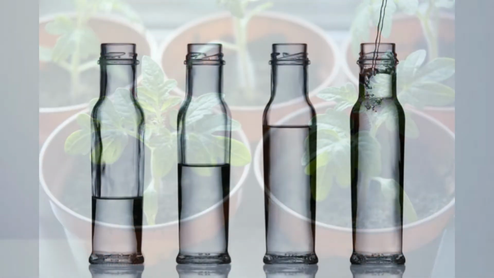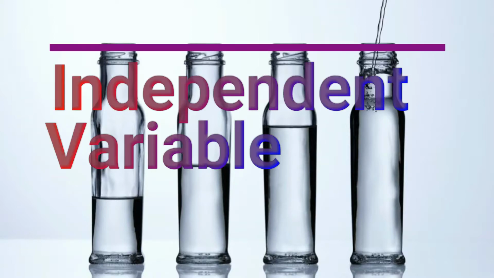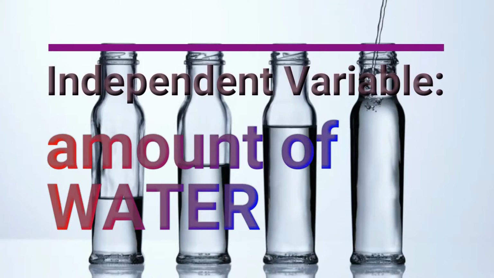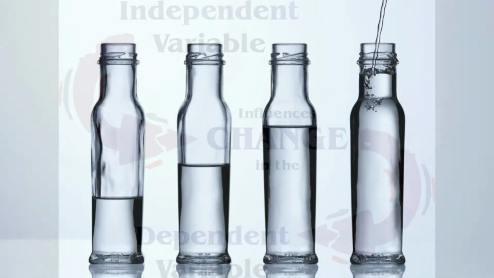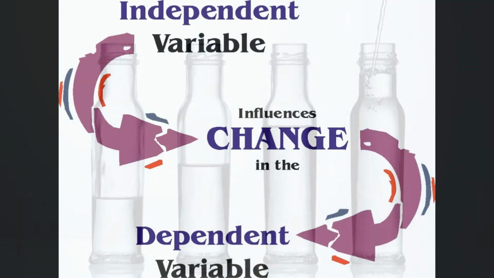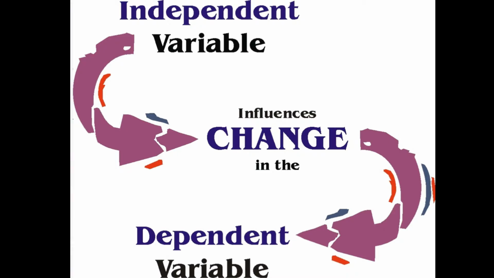The only thing he should change is how much water each plant gets. That is his independent variable. The amount of water is independent because it's separated out from all the other things that could affect the plants. And it's called a variable because variable is a word for things that can change. The experimenter directly changes or manipulates the independent variable to see what happens. So, Mr. Rising changes the amount of water he gives to each plant.